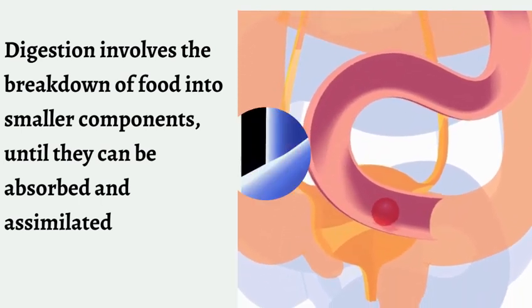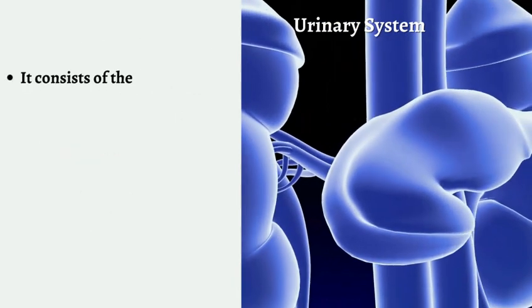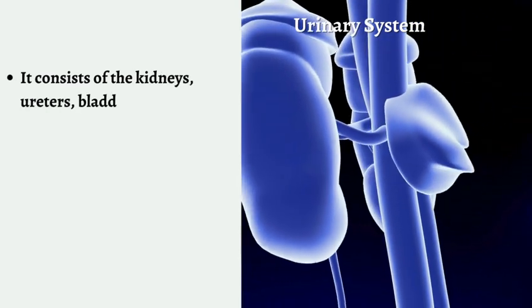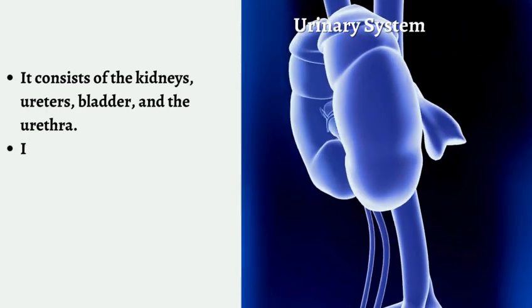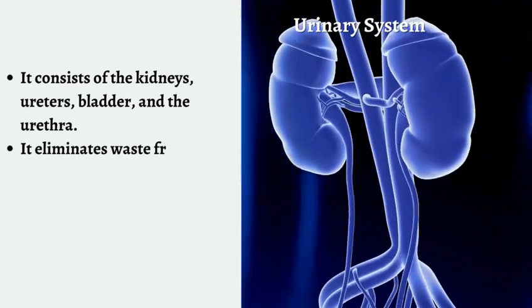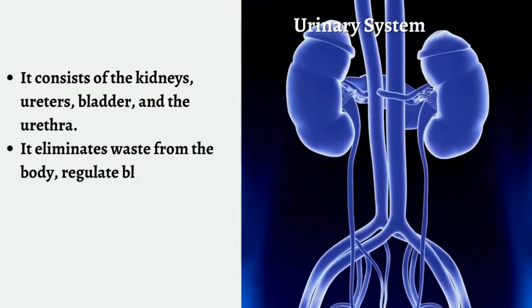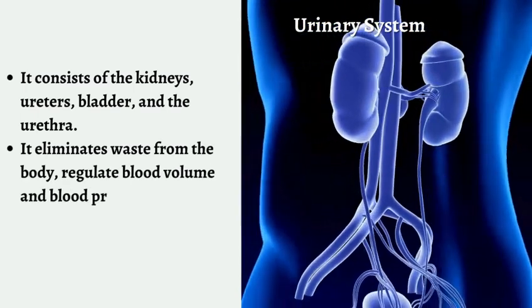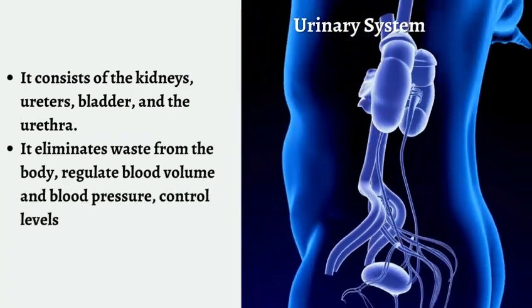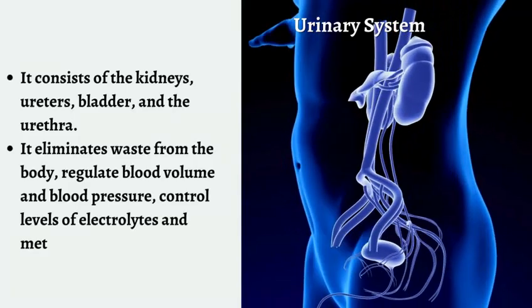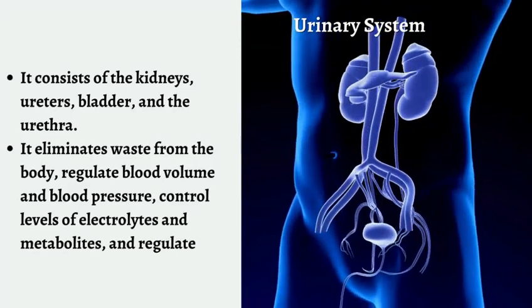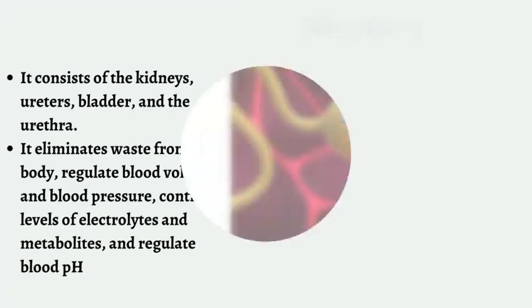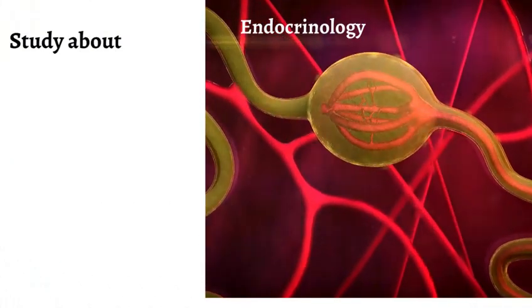We'll see about the urinary system. It mainly consists of the kidneys, ureters, urinary bladder and the urethra. The main function of the urinary system is to eliminate waste from the body, and it also regulates blood volume and blood pressure, controls the levels of electrolytes and metabolites, and is involved in the regulation of blood pH.